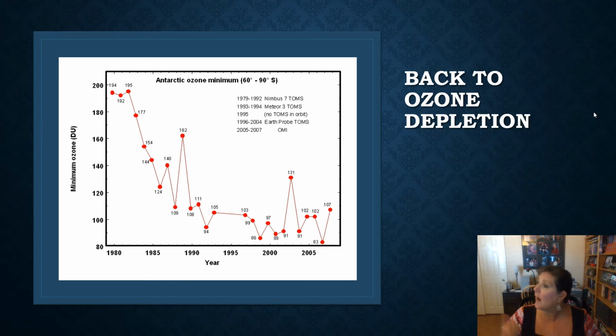So let's look at this graph. It shows us from about 1980 to 2005 how the ozone concentration has been going down. So overall, it kind of goes up and down, but overall, we've definitely gone down in the last 30 years. So we're concerned about this.